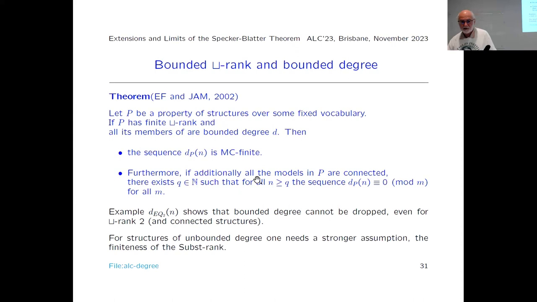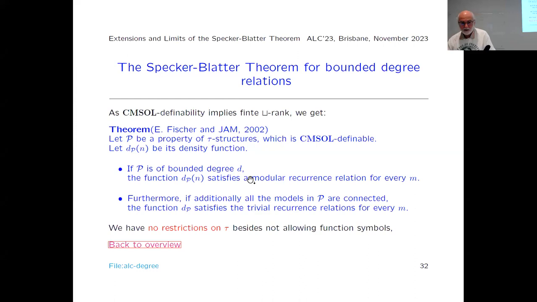So here, we get now the following. Let P be a property of arbitrary tau structures, which is CMSOL definable, and DP the density function. And if P is of bounded degree, in this more general sense, via the Gaifman graph, then the function satisfies a modular recurrence relation with MC finite. And furthermore, if additionally all the models are connected, you get this ultimately zero. Now note here that under these assumptions, there are no restrictions on tau. This holds for arbitrary tau, besides not allowing function symbols.